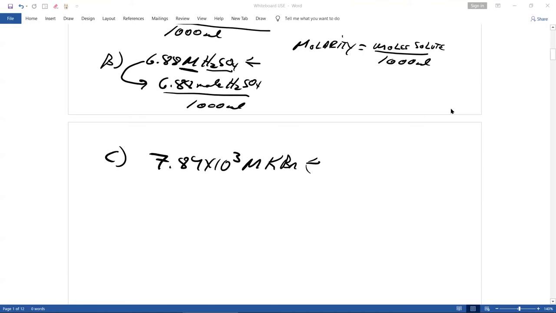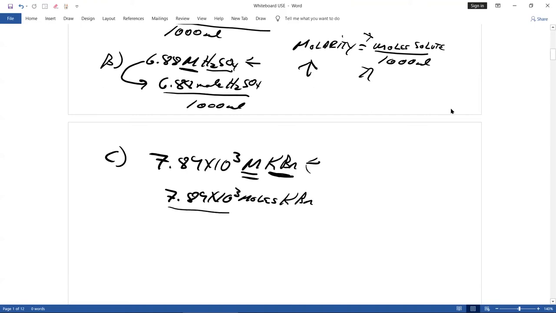All right, what does this mean? Capital M, molarity. Afterward is the solute, and molarity is moles of solute per 1,000 milliliters. So I have 7.89 times 10 to the third moles. And what's my solute? KBr, potassium bromide, per 1,000 milliliters of solution.